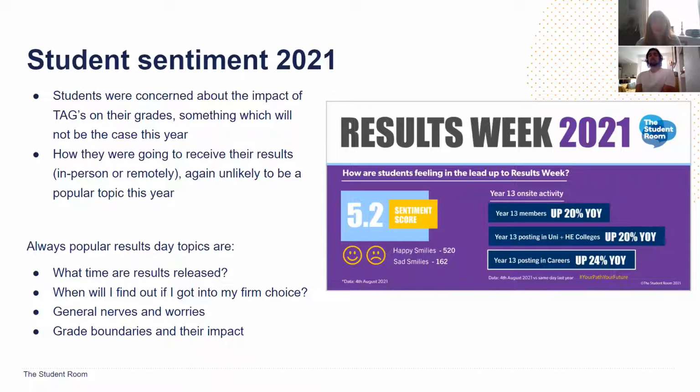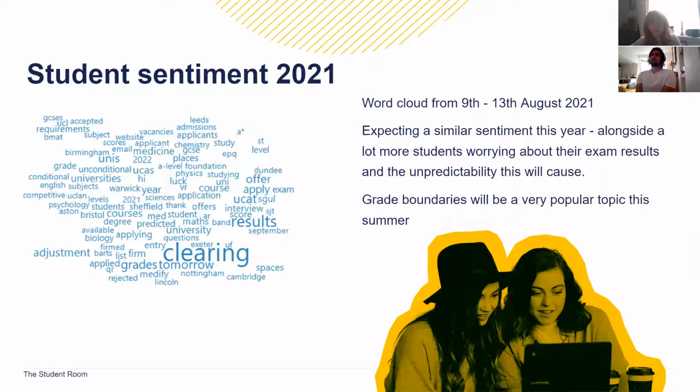Year on year within these forums, students were really wanting to talk about how these nerves and worries, and what it is that they need to know before results day, were impacting them. Next slide, please. So here is a little bit of a word cloud from 2021. What we saw over the results period last year, we're expecting a similar sentiment this year, alongside a lot more students worried about, particularly, exam results and grade boundaries.